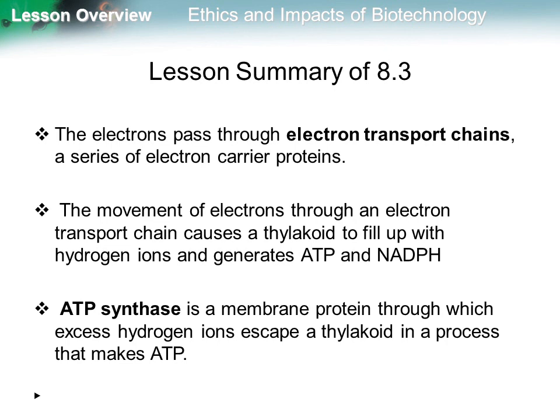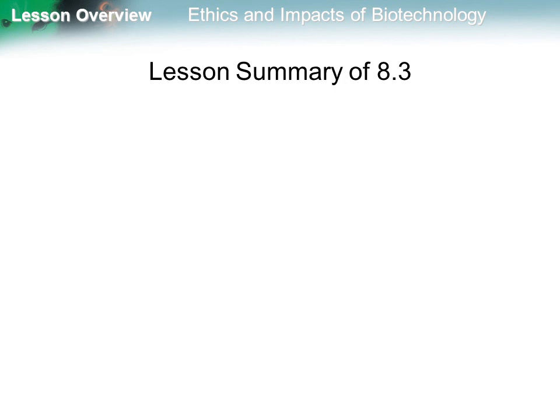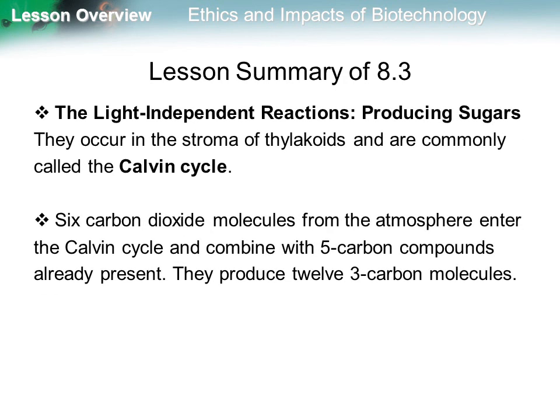ATP synthase is a membrane protein through which excess hydrogen ions escape a thylakoid in a process that makes ATP. The light-independent reactions produce sugar. They occur in the stroma of the chloroplast and are commonly called the Calvin cycle.